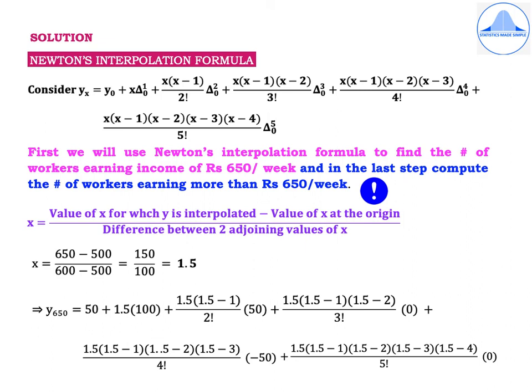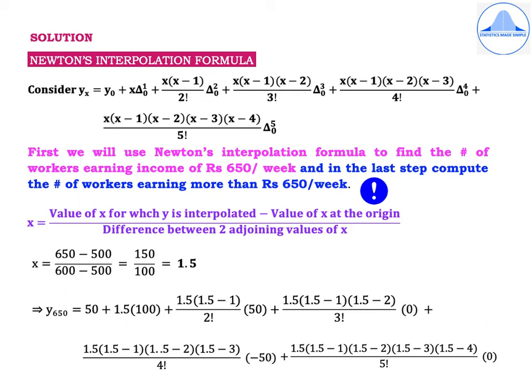Solution: Newton's interpolation formula will now extend up to delta naught to the power 5. So consider yx equal to y naught plus x delta naught to the power 1 plus x into x minus 1 by 2 factorial delta naught square plus x into x minus 1 into x minus 2 divided by 3 factorial delta naught cubed plus x into x minus 1 into x minus 2 into x minus 3 divided by 4 factorial delta naught to the power 4 plus x into x minus 1 into x minus 2 into x minus 3 into x minus 4 divided by 5 factorial delta naught to the power 5.